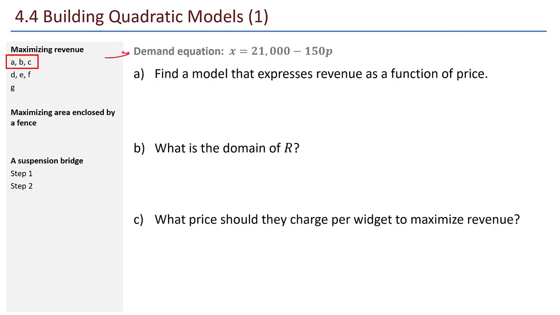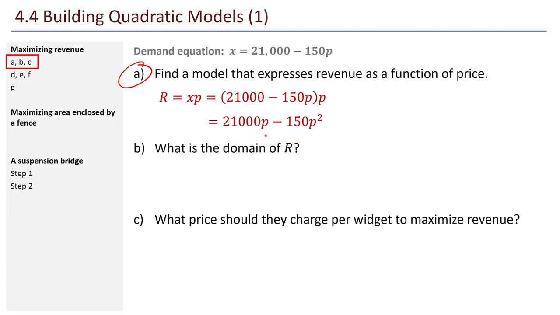So up on top, just a reminder, our demand equation is X equals 21,000 minus 150P. A, let's find a model that expresses revenue as a function of price. So remember, revenue was X times P. So in a way, revenue is not a function of P, but it's a function of both X and P. But on the other hand, my X was actually 21,000 minus 150P. So simplifying that, I get 21,000P minus 150P squared, and that's really it. So my revenue is now expressed entirely in terms of price.